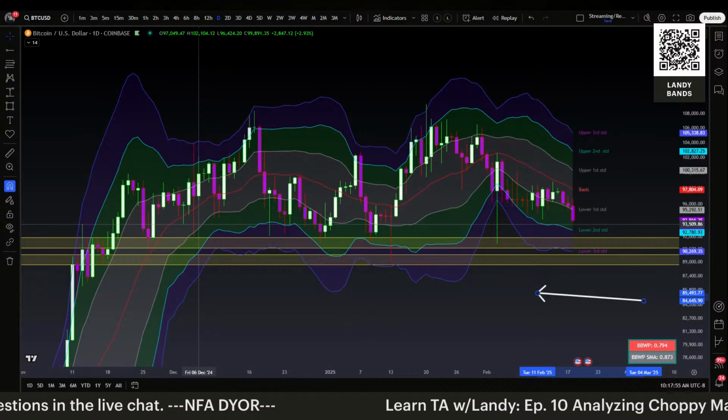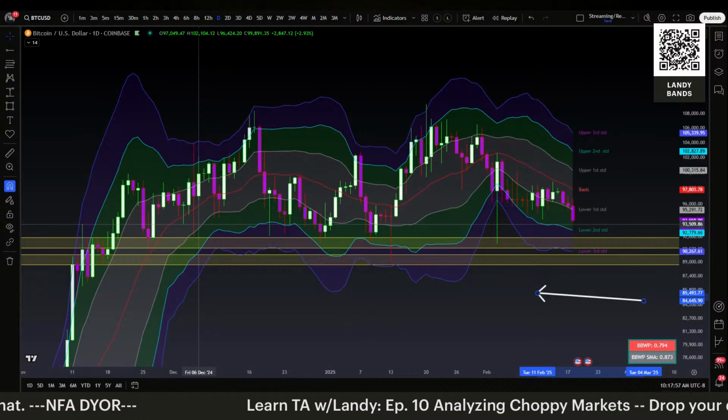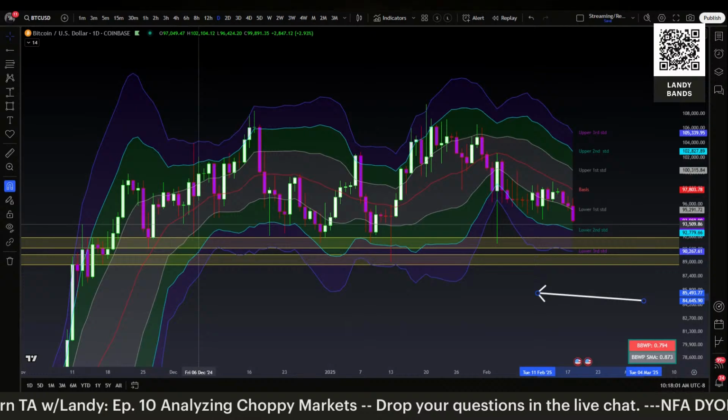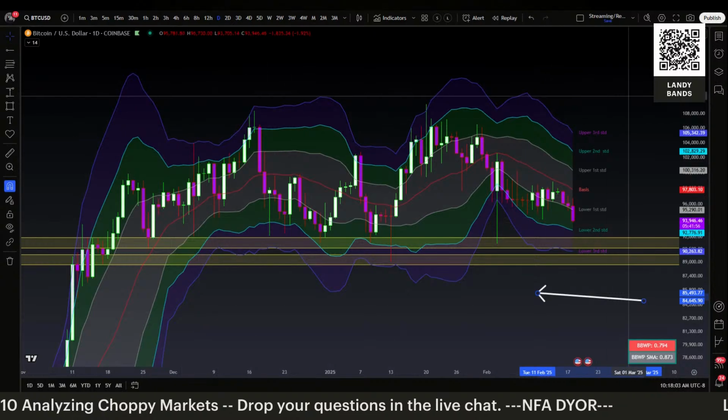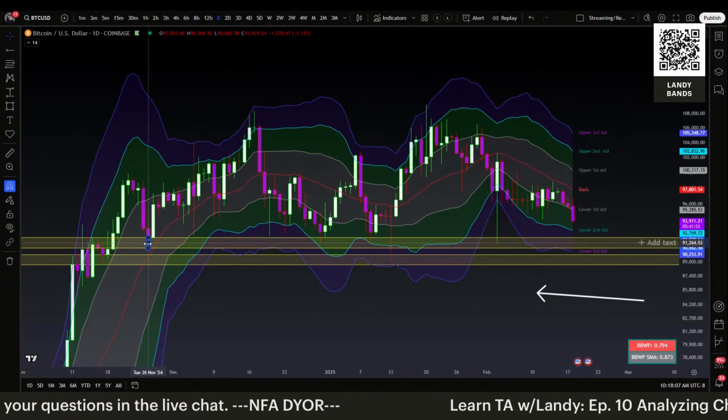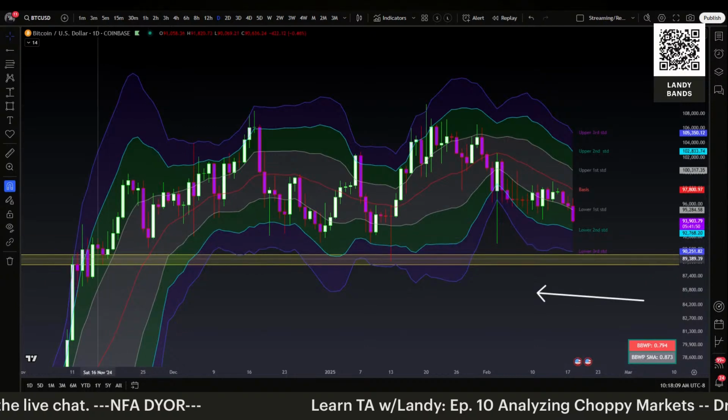Yeah, that's what crab markets are, right? It's a sideways market. It's a choppy market. It's a consolidation is really what it is. And essentially what this is doing is we're seeing price consolidate for a wider move.